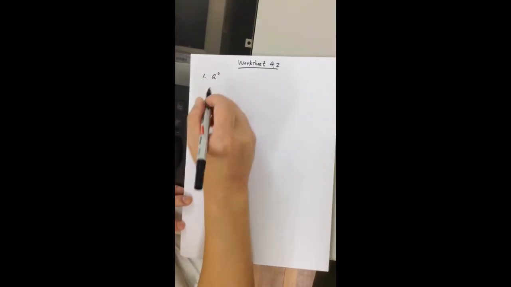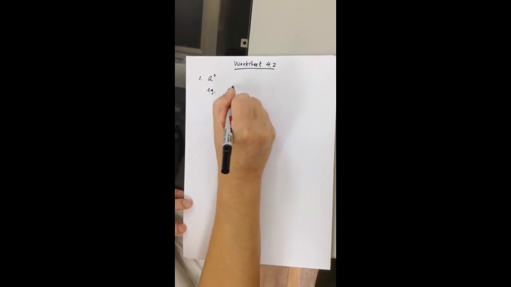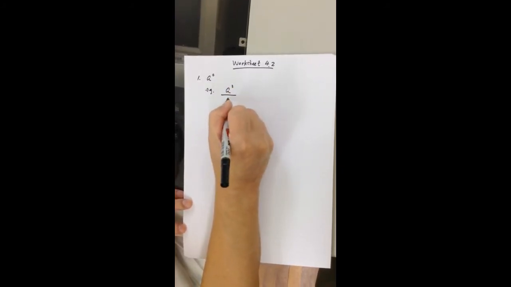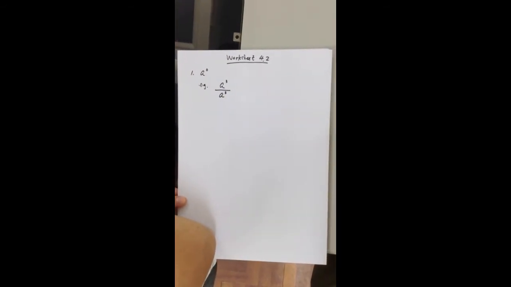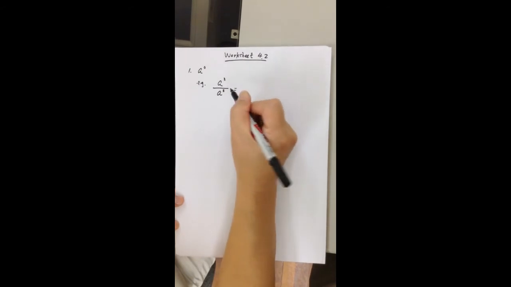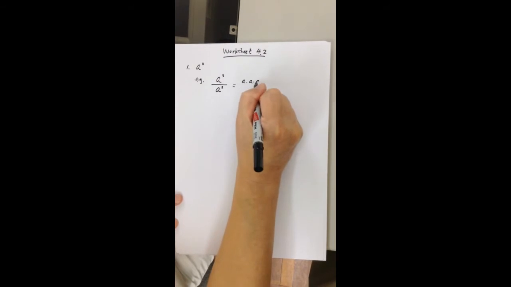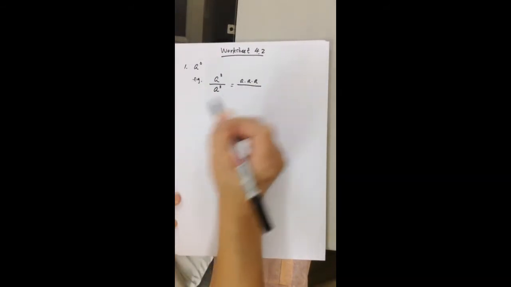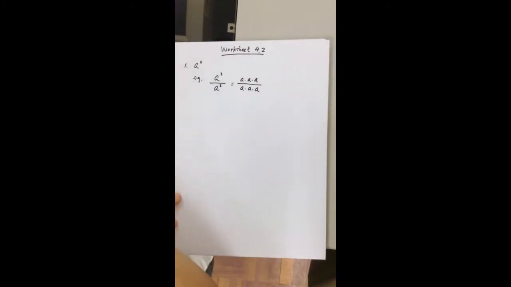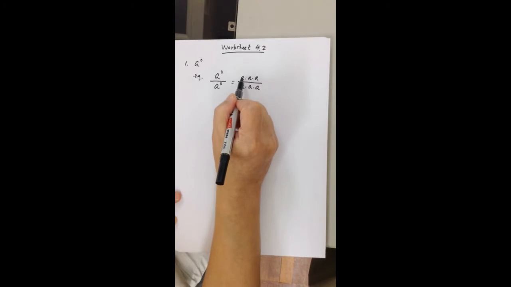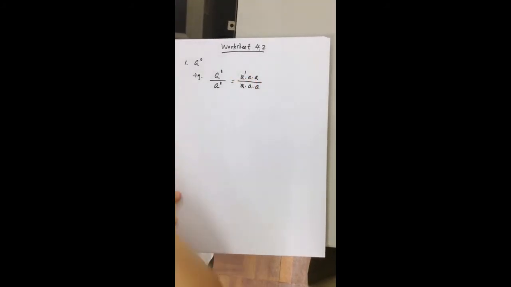Now I'll give you some easier problem first. The first one is a to the power 3 divided by a to the power 3. Without using the formula, we can expand it out. A to the power 3 means a times a times a. Similarly, for the denominator, a times a times a. So, if a is divided by a, we can take the division.